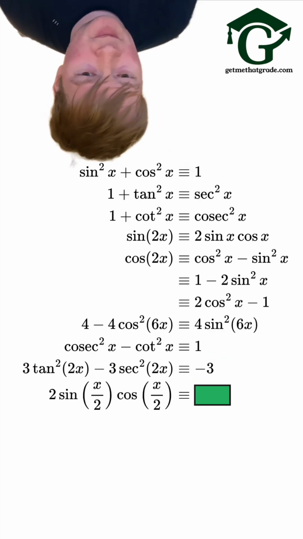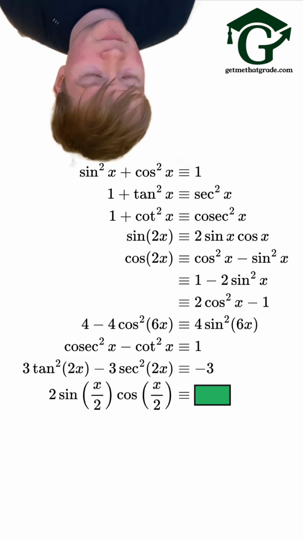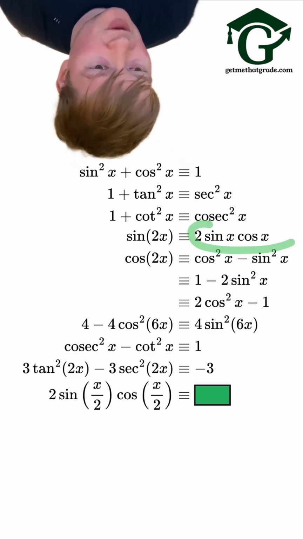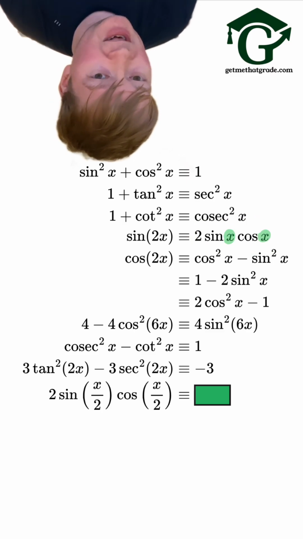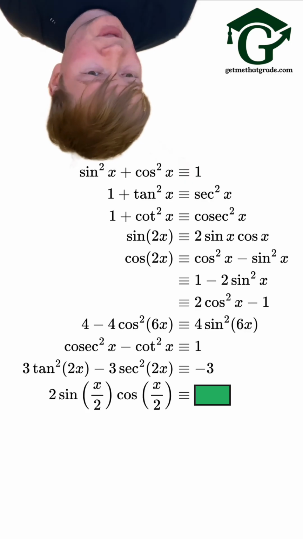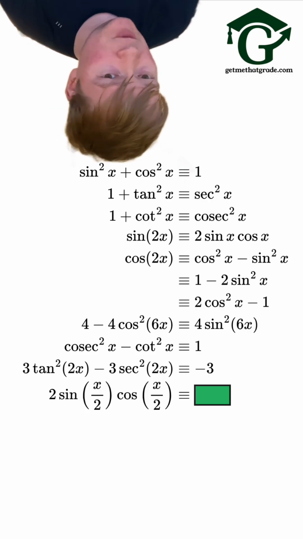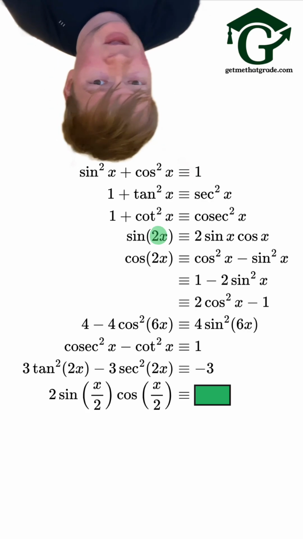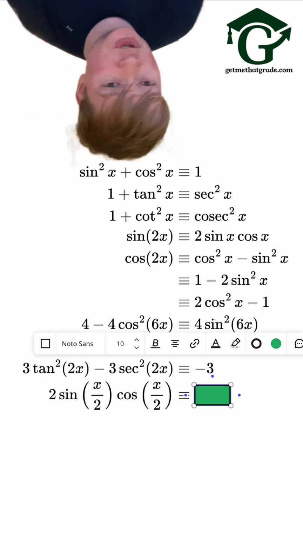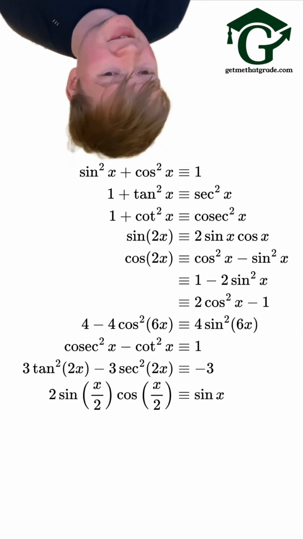And what about this one? What does that remind you of? It's a bit like this one here, right? Just with the x replaced by x over 2. So if the x is replaced by x over 2, what would 2x be? That would be 2 lots of x over 2, which would just be sine of x.